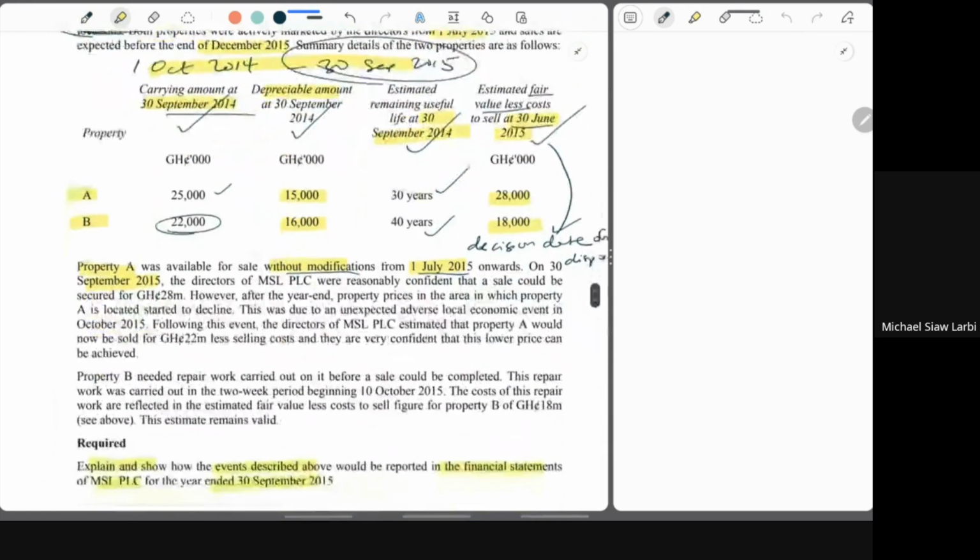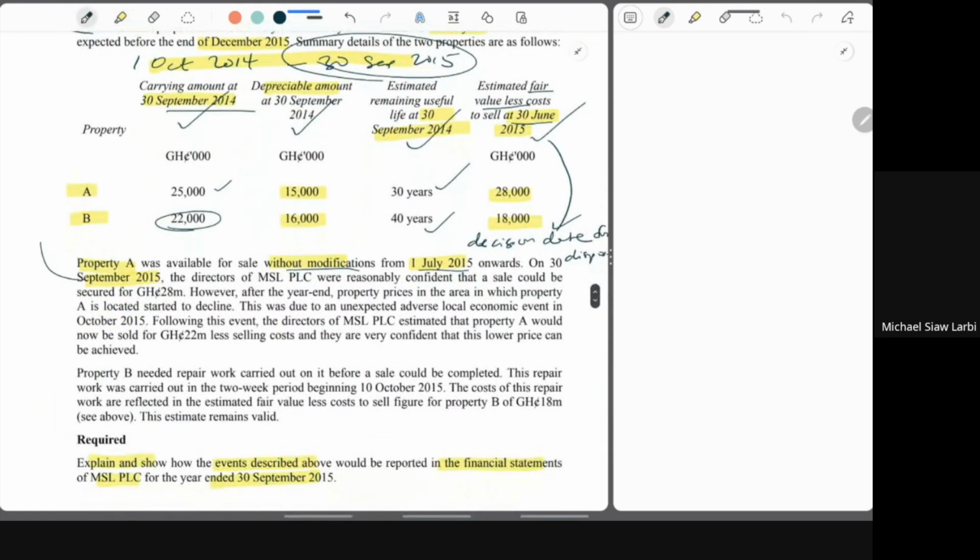Our year end. I said a trick with non-current asset questions, standards of this nature, you will always have to track the date. If you mess up the date, you are in big trouble, right? But they're not difficult. Just keep a tab on each particular date, right? So 30th September 2015, this is our year end.